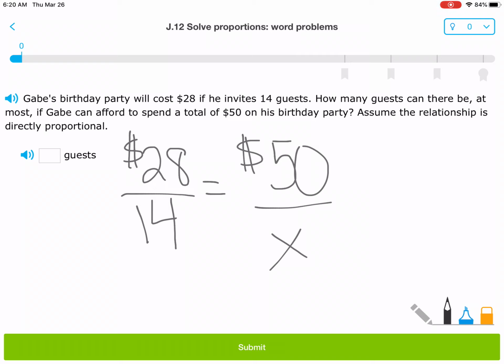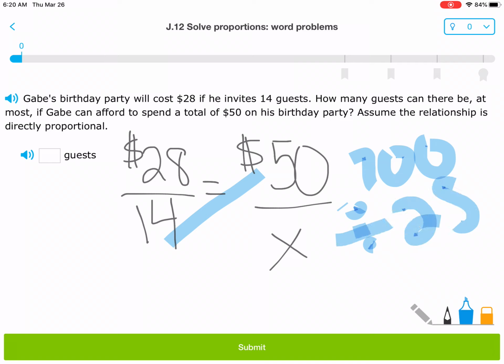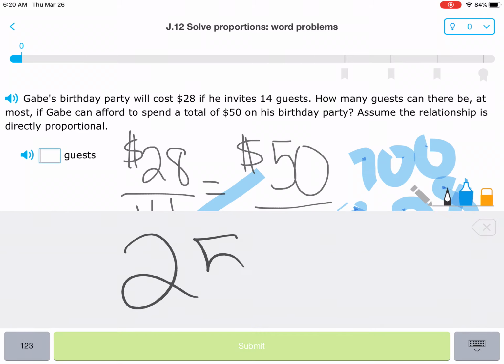So in this one, you're going to have to set the proportion up and you're going to have to solve it. So hopefully you're saying, well, 14 times 50 would be the first step. So that's 700. And then 700 divided by 28. He can invite 25 guests.